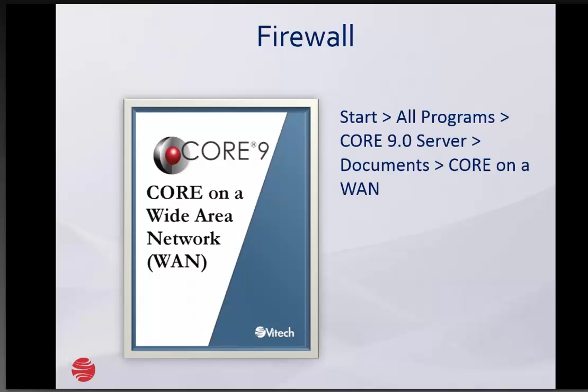If you've already installed the Core server, you'll find it under the Start menu. Click Start, All Programs, Core 9.0 Server, Documentation, then Core on a WAN. We fully documented all of the ports, the directionality, and the types. You can get a copy of this document over to your network team, and then they'll have everything they need to know to open the firewall as appropriate.